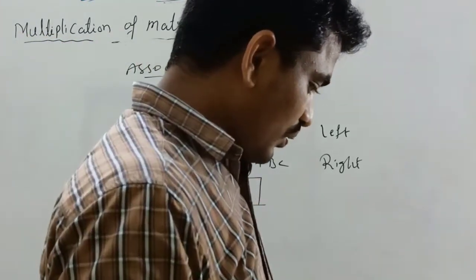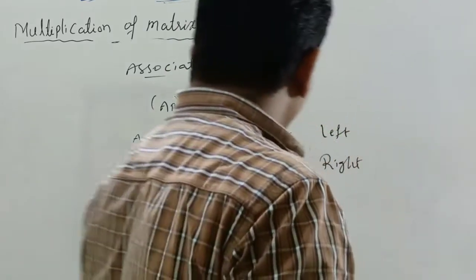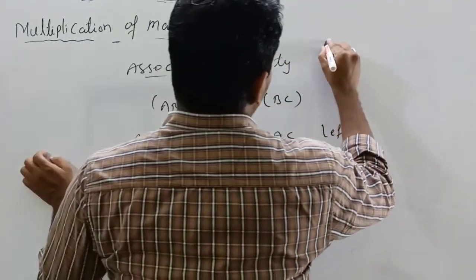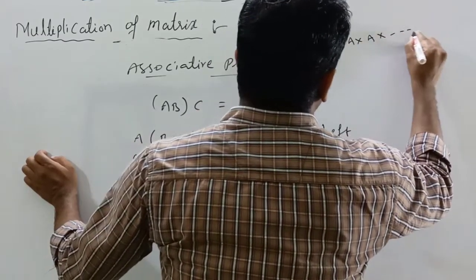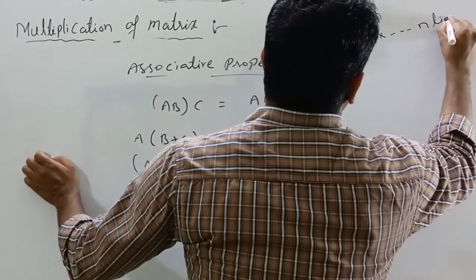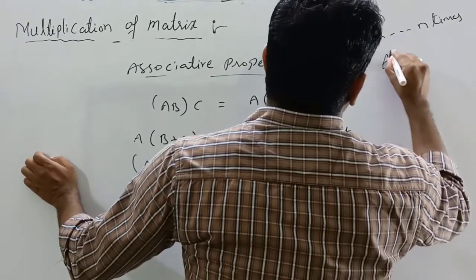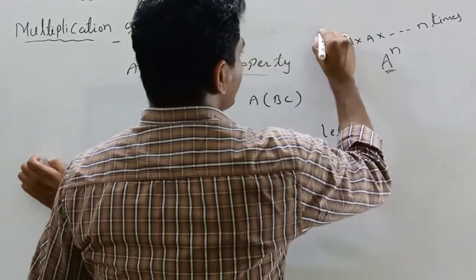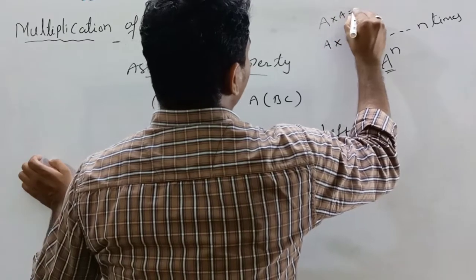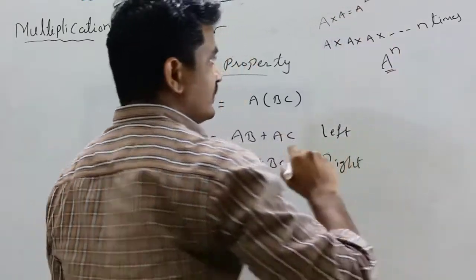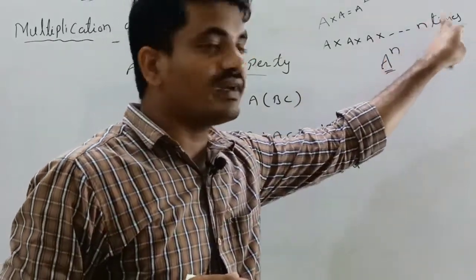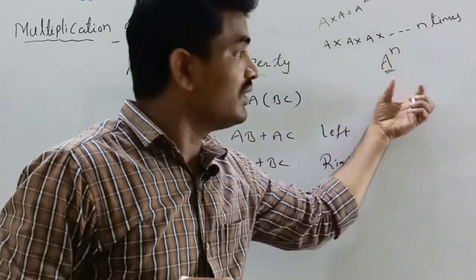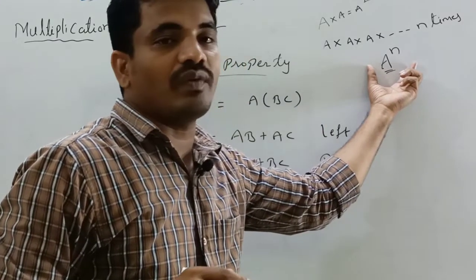Okay, next point. If you multiply a matrix A into A into A into A, n times, we can get A power of n. Just like A into A, we can write A square. A into A equals A square. So A into A into A, how many times are we taking? n times. So we can get the result A power of n.